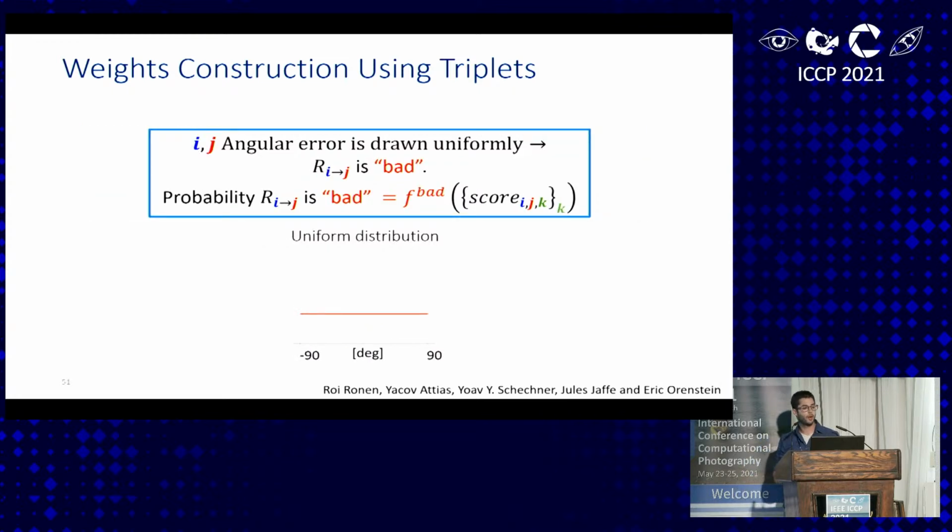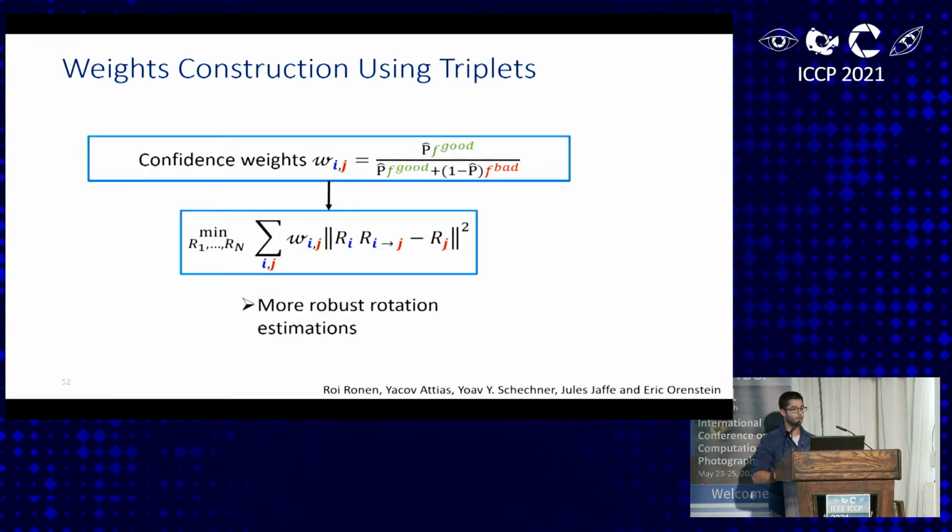Similarly, the probability that the I-J relative rotation was estimated badly depends on all triplet scores that contain the images I and J. Using these probabilities, F good and F bad, and the Bayes theorem, we construct confidence weights for 3D rotation estimation. Obtaining more robust and accurate rotation estimations leads to better recovery of the object scales and 3D volumetric structure. More details also in our paper.